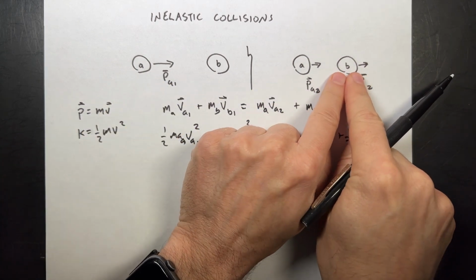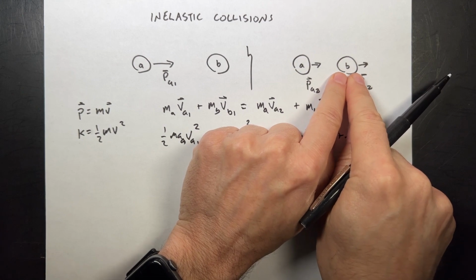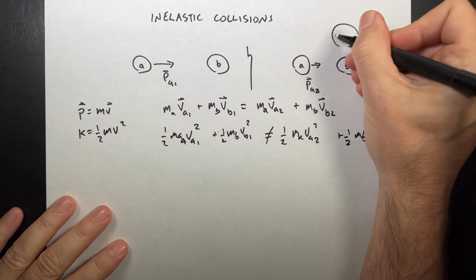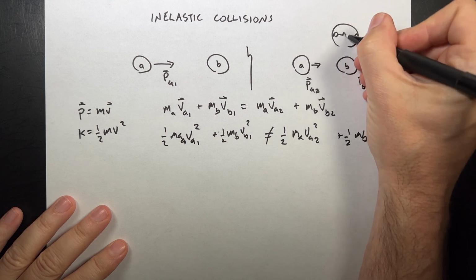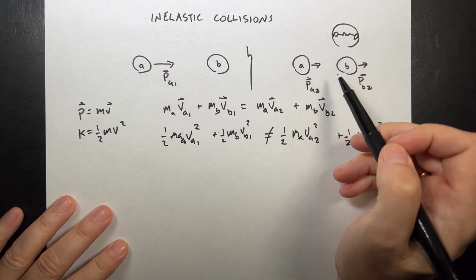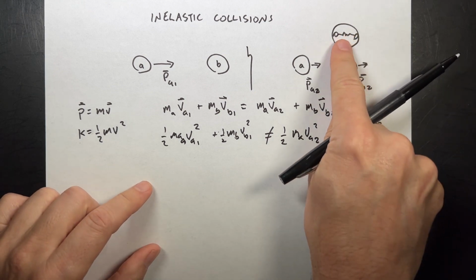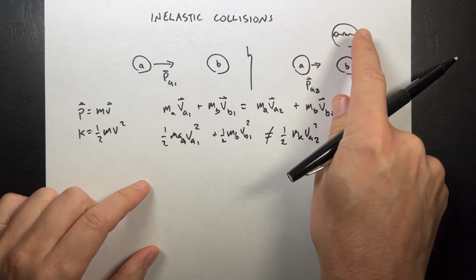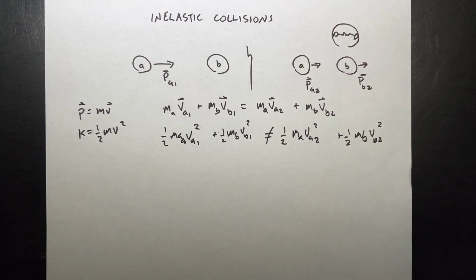If B has some internal structure, like I replace B with two masses connected by a spring, then the center of mass of this will have the same momentum as that, but it may not have the same kinetic energy because the internal energy takes away some of that energy. And I think it's really easier to see in the animation. So let's just jump back to the animation and build this code.